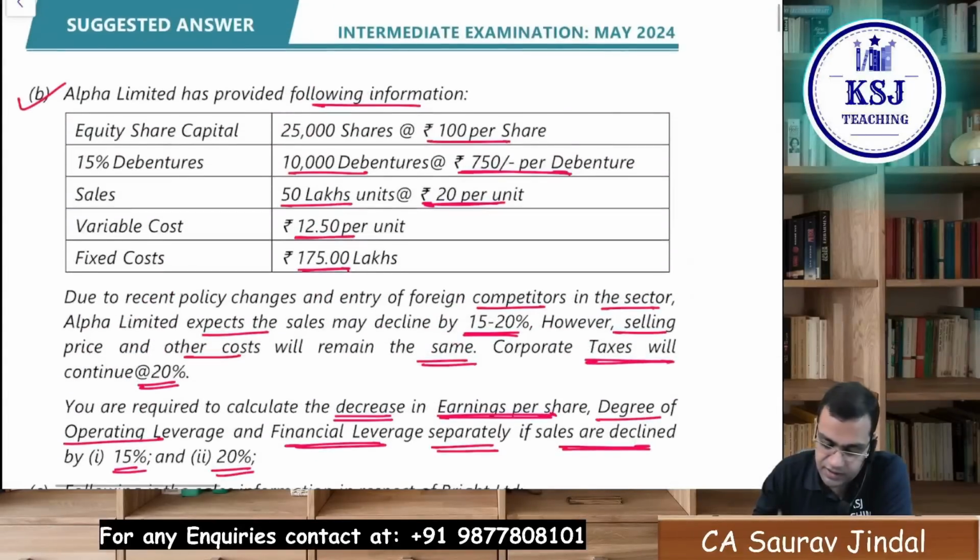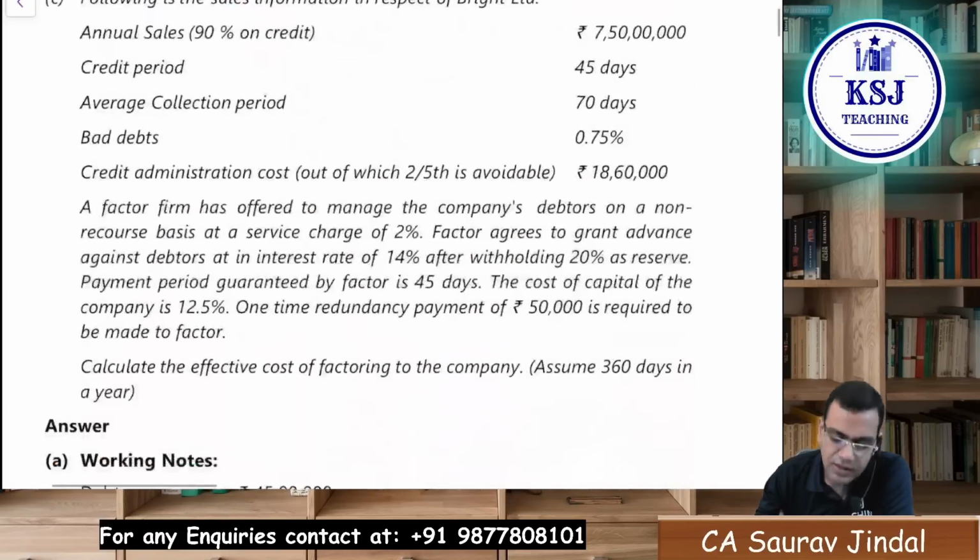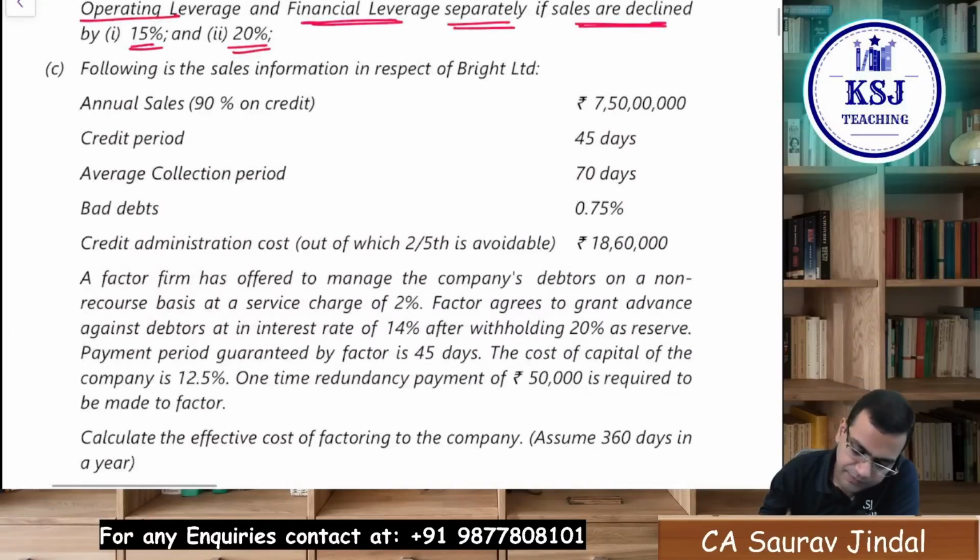Okay, fine, sir. Leverages done. Easy question, but good question on leverages, where you have to prepare the income statement under the three options: existing, 15% decline, then 20% decline. Coming to the next one, C part, factoring.